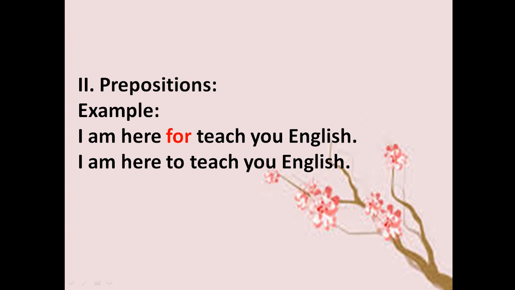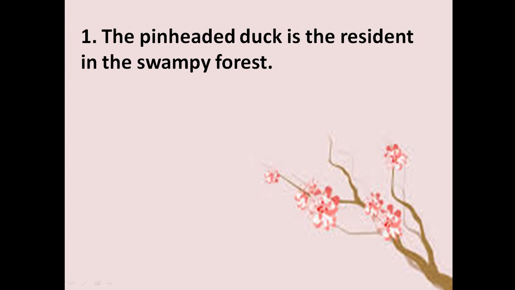Let's move now to the prepositions. You know the prepositions, and you should also know how to use them properly. They have given you an example. I am here for teach you English. The preposition "for" is used wrongly. "I am here to teach you English" will be the correct form used in this sentence.